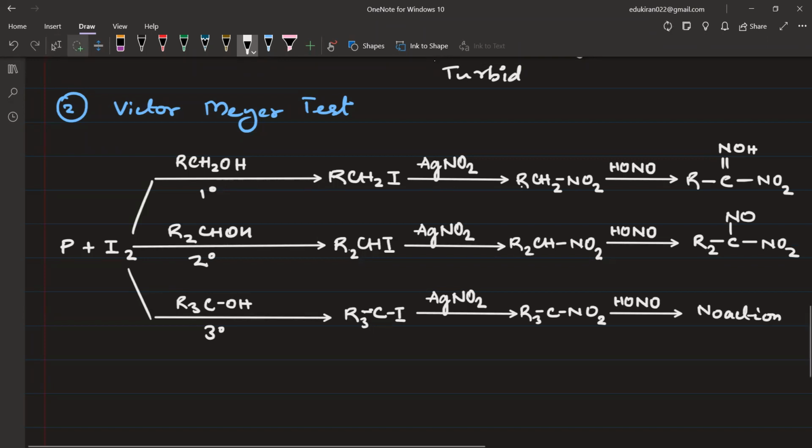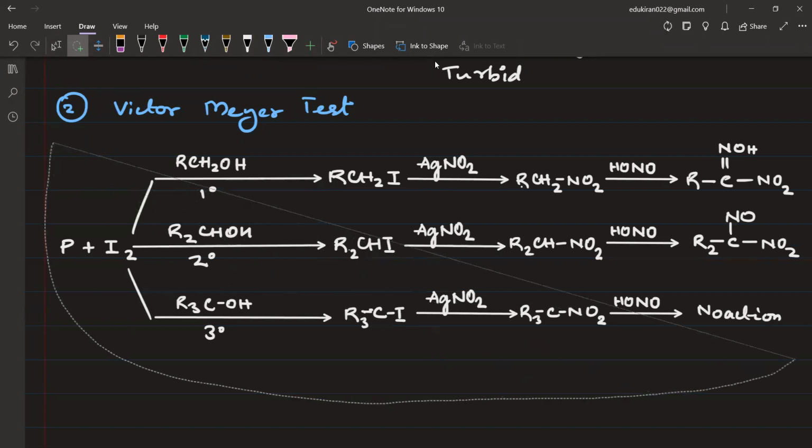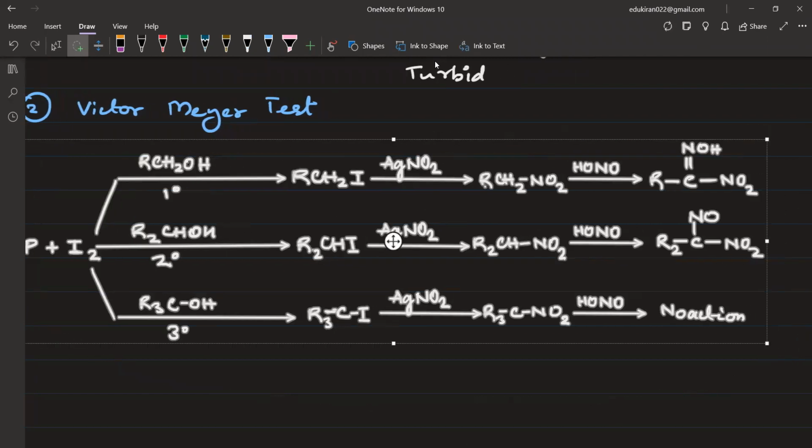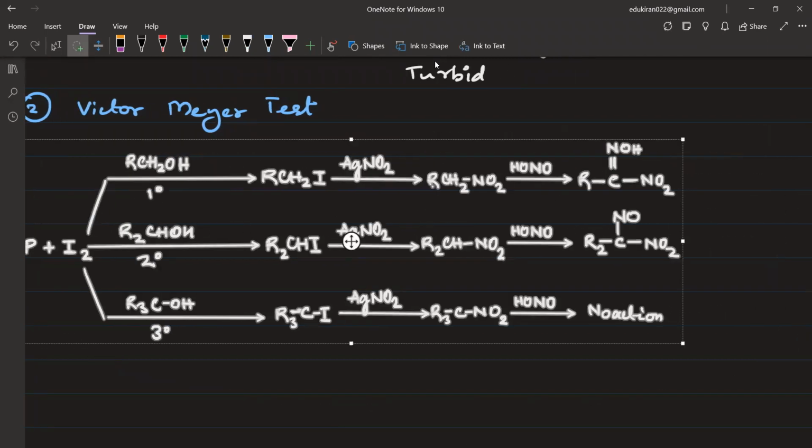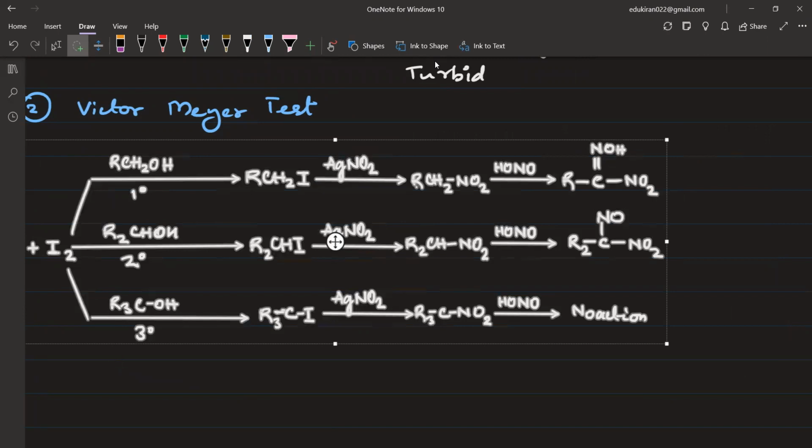Now, if you see all of these products here, they are going to behave differently in the presence of base.